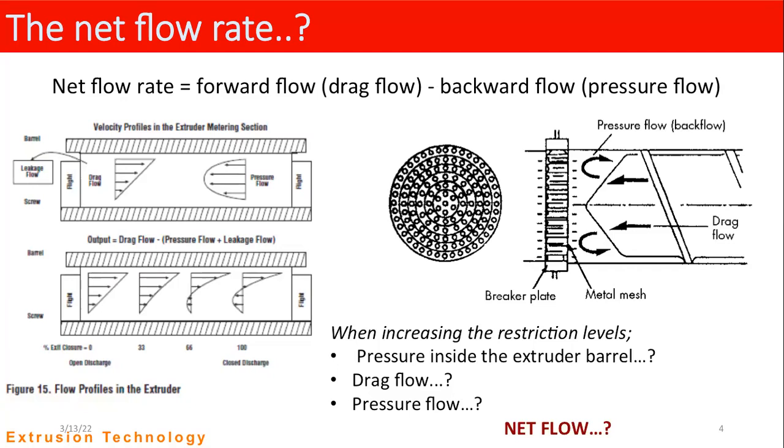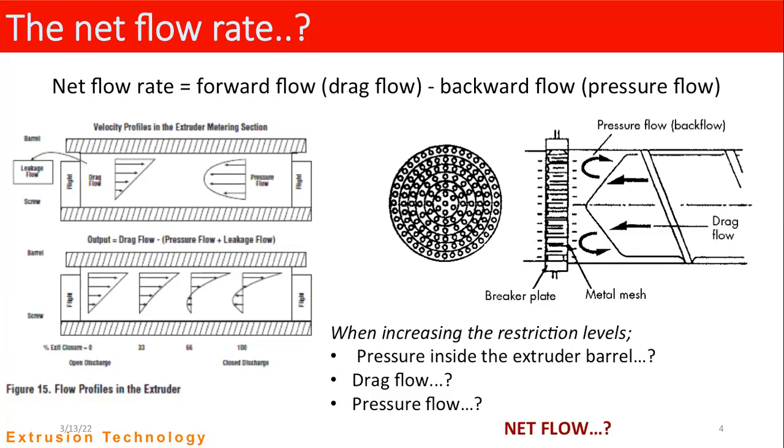We have discussed those things in the last discussion. So today we are going to discuss the net flow and drag flow, and also there are different types of flows and flow rates. Those are very critical, right? Here you can see three terms: net flow, forward flow or drag flow, and backward flow, the pressure flow.